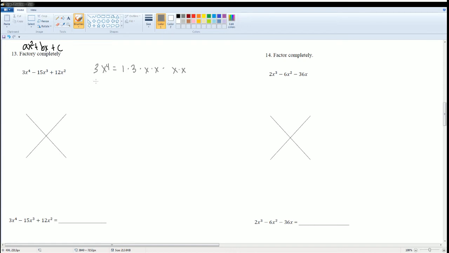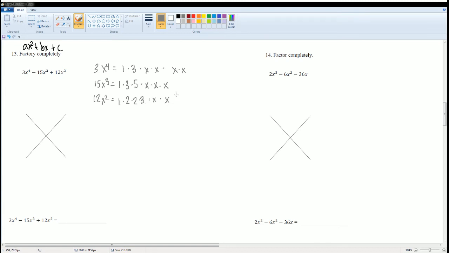The next one is negative 15x cubed. Then you have 1 times 5. Ignore the negative for right now. We could just ignore the negatives for right now. 15x cubed, you have 1 times 3 times 5. Then you have x times x times x. Then here, you have a 12x squared. That's going to be equal to 1 times 2 times 2, no, times 3, 4 times 3. So 2 times 4 times x times x.